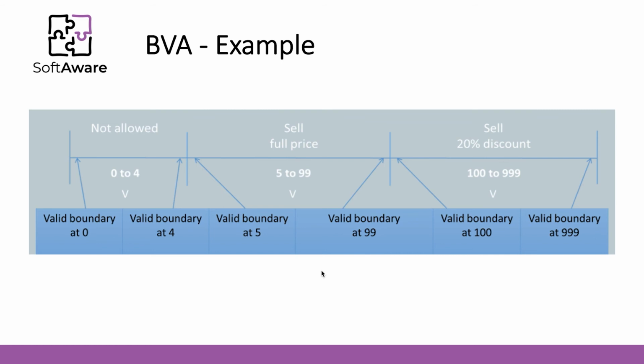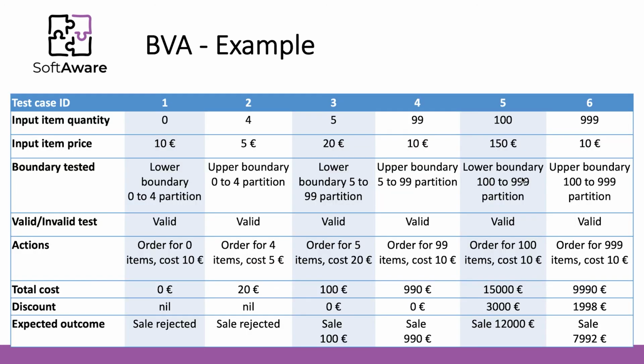Okay? If we look at the BVA example, we will be looking at the valid boundaries. So we have valid boundaries at 0, 4, 5, 99, 100, and 999. This implies an additional set of 6 test cases that should also be described. So for each boundary, we have a specific test case, and for each test case, we have an expected outcome. So if we input 0, the sale will be rejected. If we input 4, the sale will be rejected.